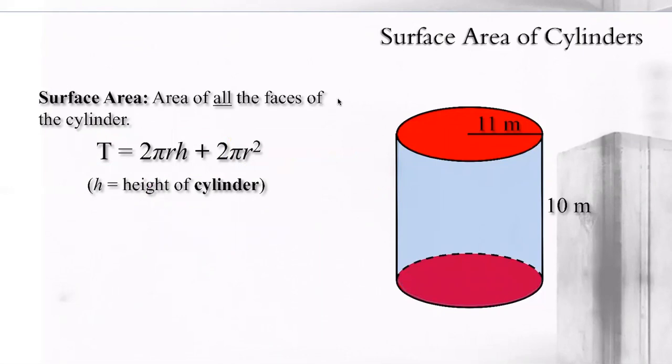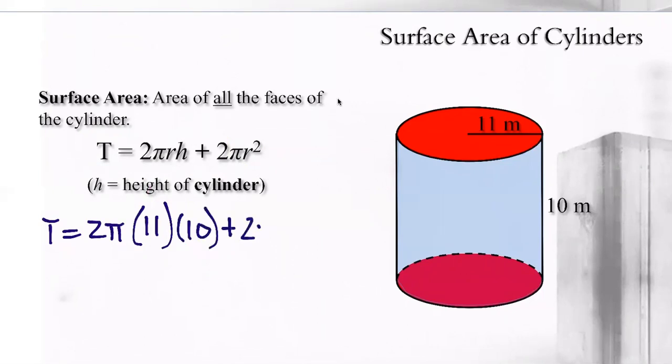So for this particular cylinder, if I start plugging things into my formula, I'm going to have 2 times pi times the radius. So radius is of the circle, that's that 11 meters there in the red. And then the height from one circle to the other in this case would be 10. And then plus 2 times pi, radius again, so 11 squared. So let's just take the information from the picture, plug it directly into the formula.